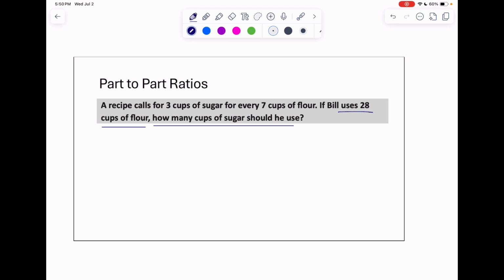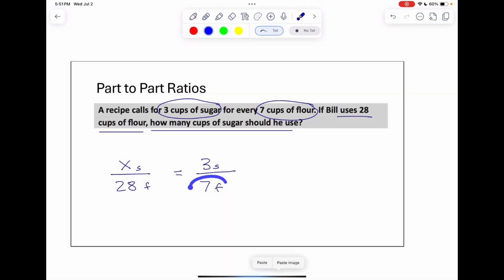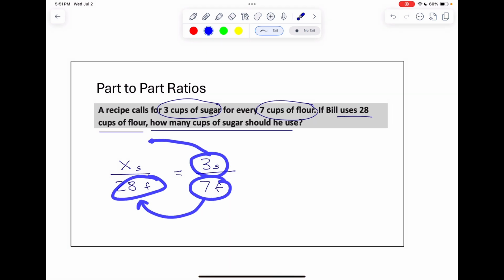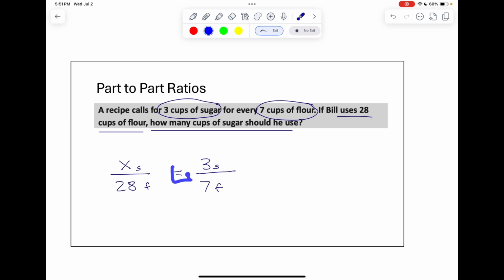I think it's really helpful when we're setting up a ratio to kind of put the key in the ignition and say, okay, I know I'm going to have a relationship that equals another relationship. And it's also helpful to set up what you're looking for first. So here I want to know how much sugar when I have 28 cups of flour. Then I can go back to my ratio and see what they gave me. I know I have 3 cups of sugar for every 7 cups of flour. So when I expand the flour, I have to expand the sugar to make sure the relationship stays the same, right? And now I've set it up.